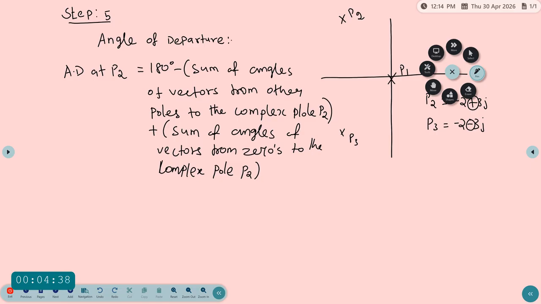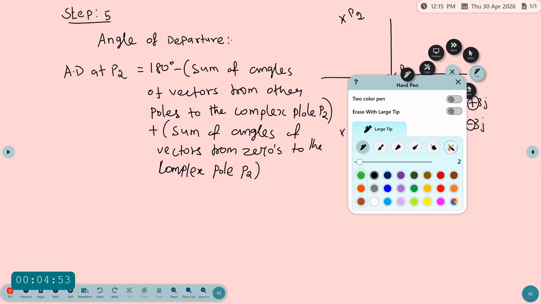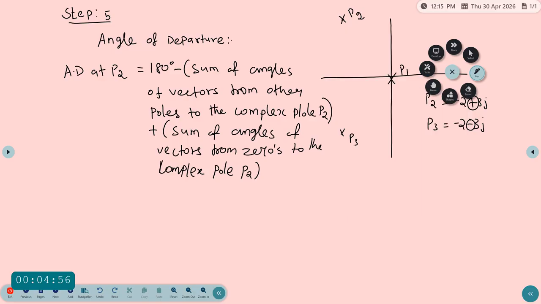The 180 is no issue. What is the meaning of the second term? Sum of angles of vectors from other poles to the complex pole P2. That means we need to identify the angles from the other poles to the pole P2. Other poles means P1 is one other pole, and P3 is another. So we need to determine the angle between P1 and P2, and between P3 and P2, and add them. That is the actual meaning of the second term.